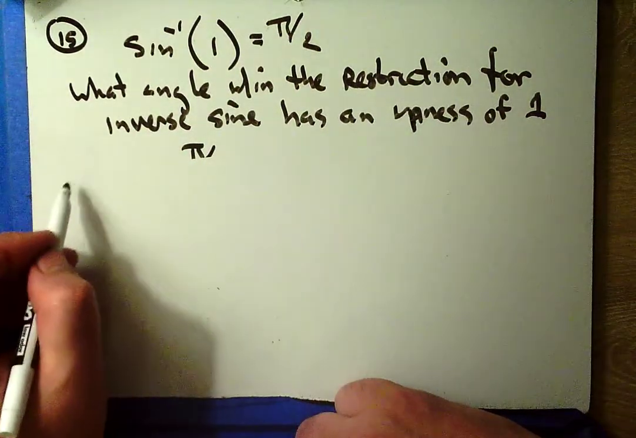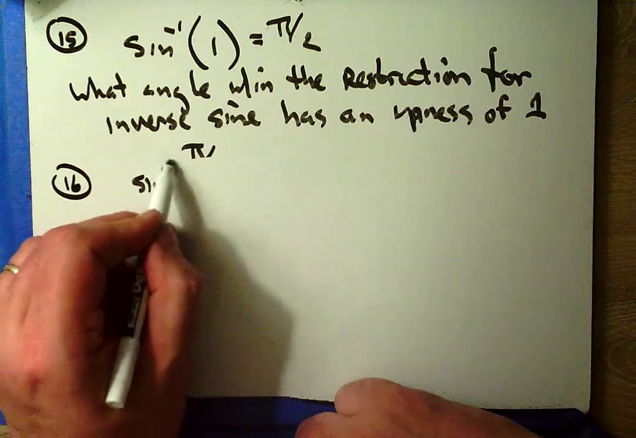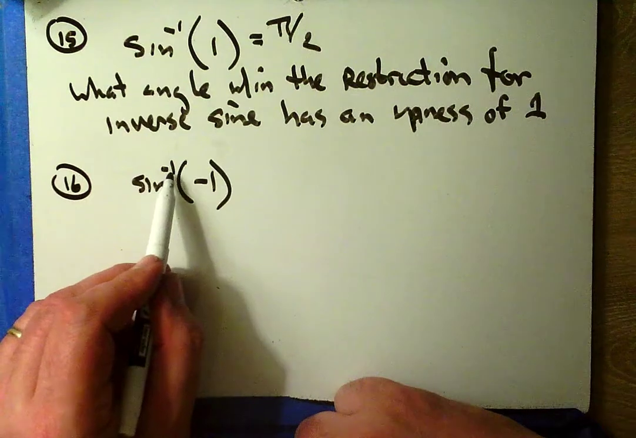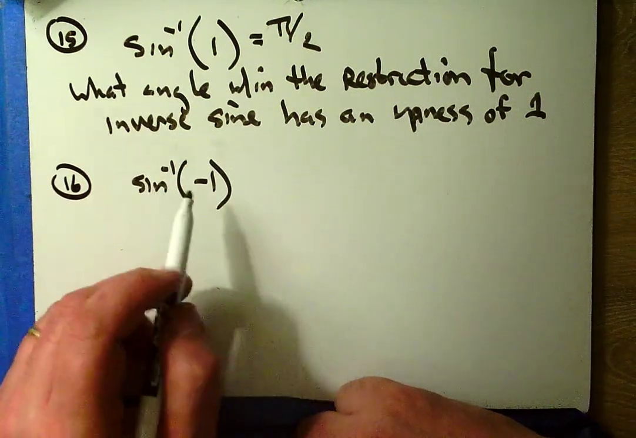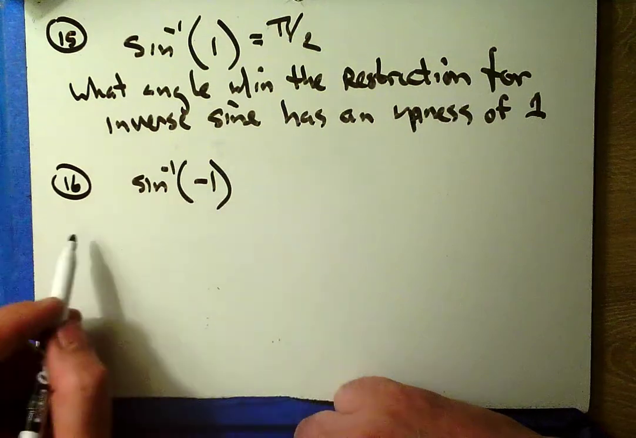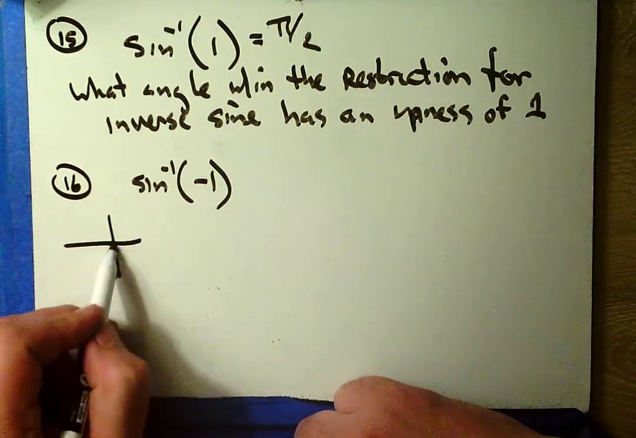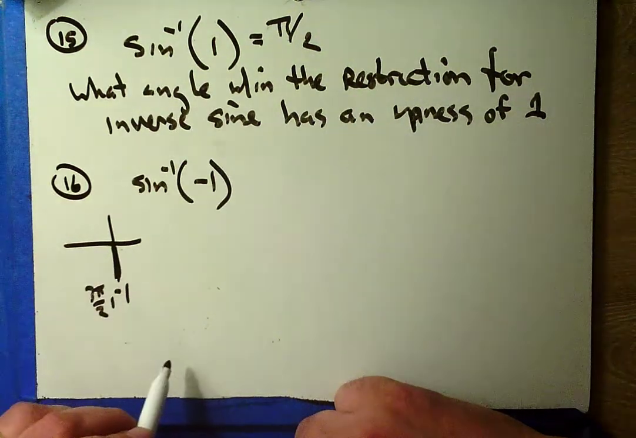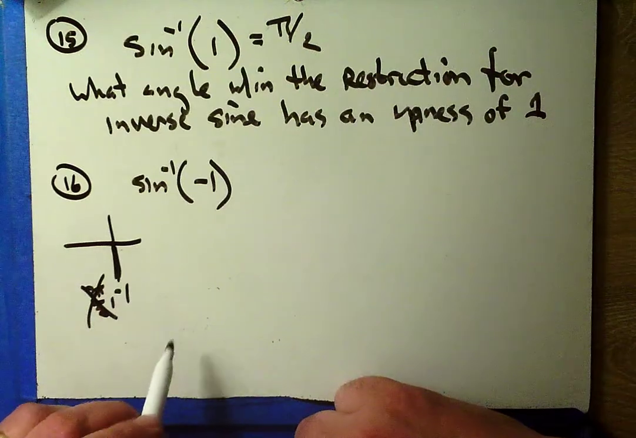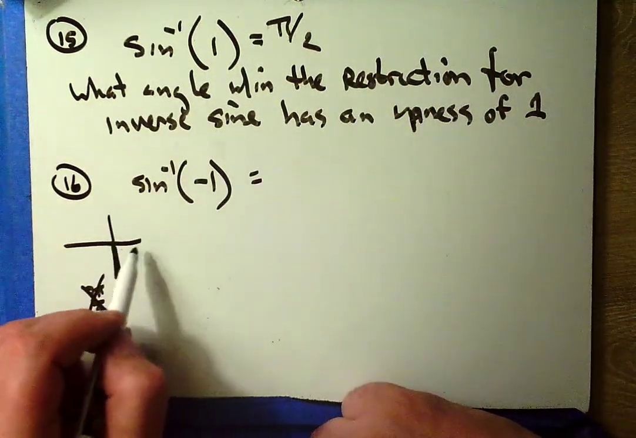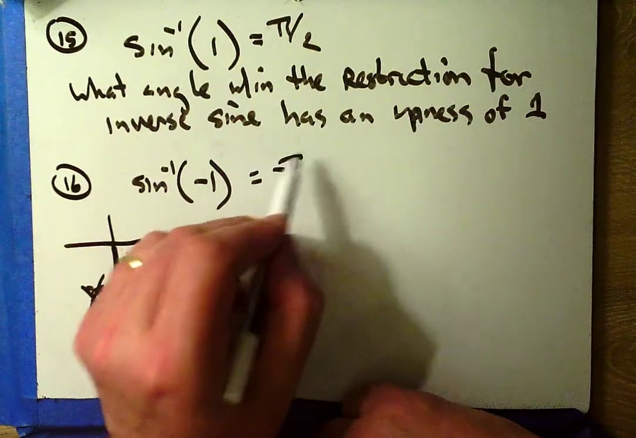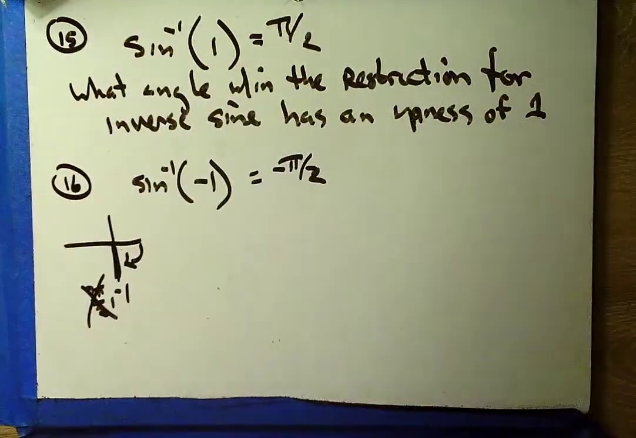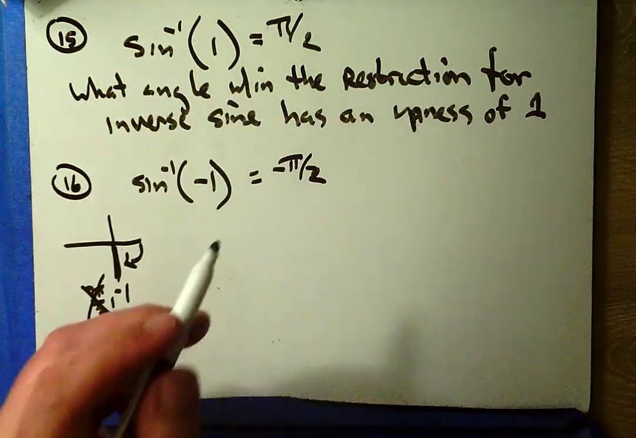Okay, what about 16? Sine inverse of negative 1. So what angle within the restriction of inverse sine has an upness of negative 1? Now I might want to say this is where my upness is negative 1, and I might want to say 3 pi over 2, except that's not within the restriction for inverse sine. I have to get here by going negative. This is negative pi over 2. Really need to pay attention to the restrictions for these inverse trig functions.